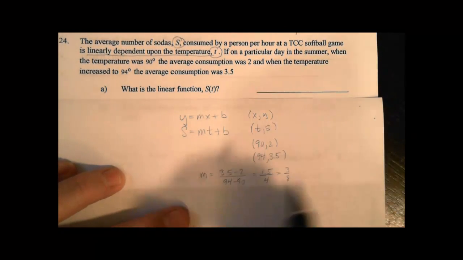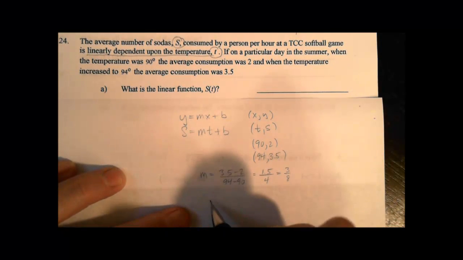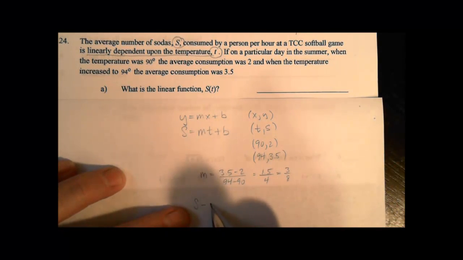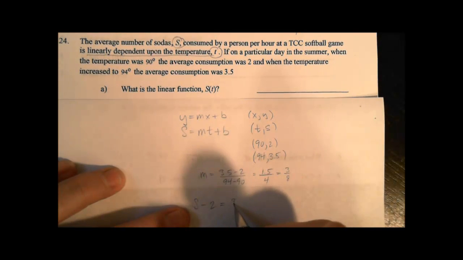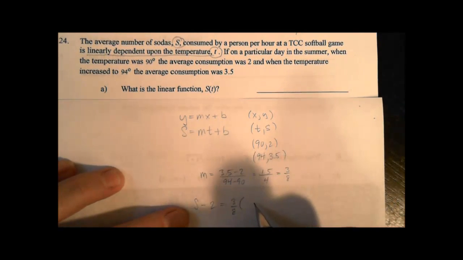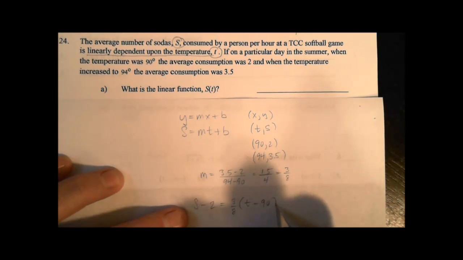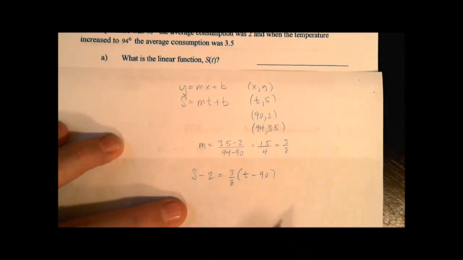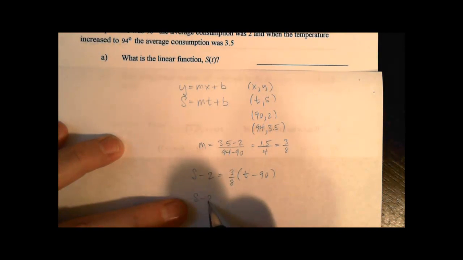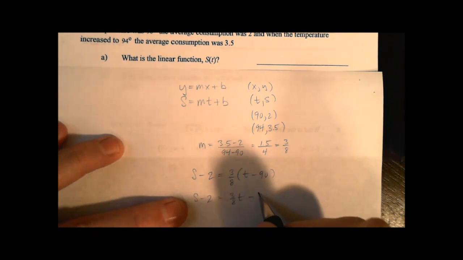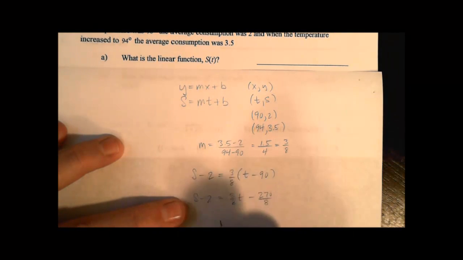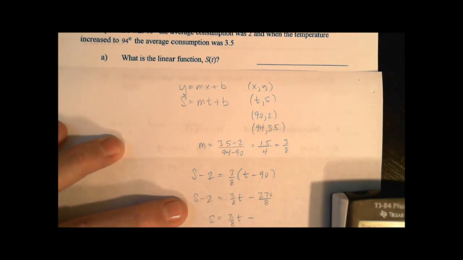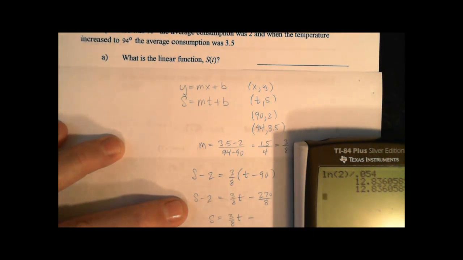And we can use the point-slope formula, and you can do it with y's and x's, or I'm going to do it with s's. So s minus s1 is m times t minus t1. I'm using the point 90, 2. And so we get s minus 2 equals 3/8 t minus 270 over 8. That's a boring number. And so s is 3/8 t minus, and I'll go ahead and figure out what 270 divided by 8 is, plus 2.